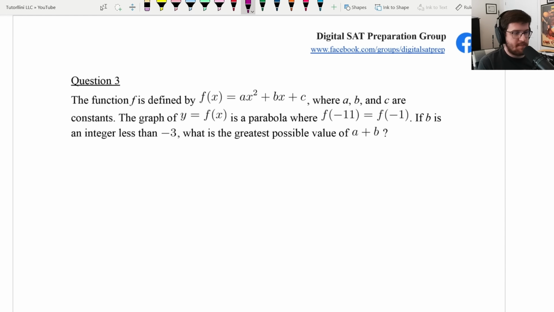Okay, question 3. This is an abstract question about parabolas. The digital DSAT really likes these. These showed up on the most recent practice tests recently. So first thing I notice is that it tells me f of negative 11 equals f of negative 1.